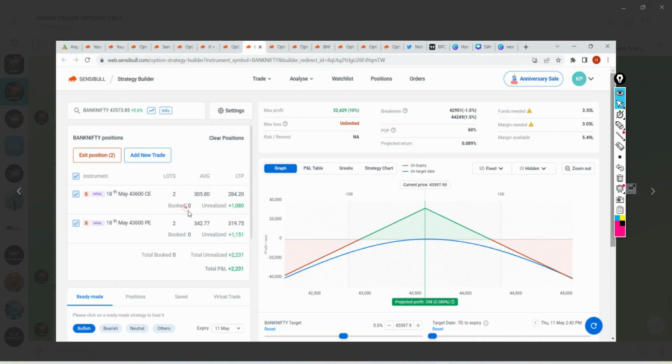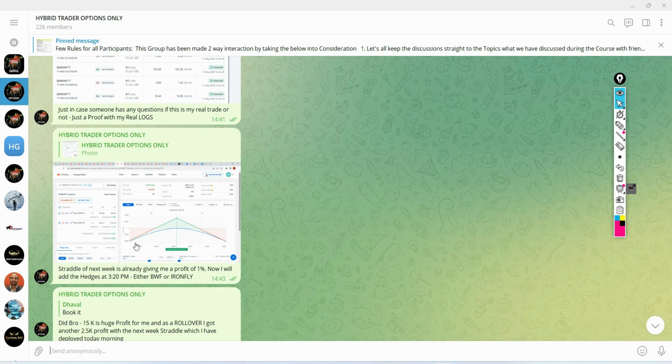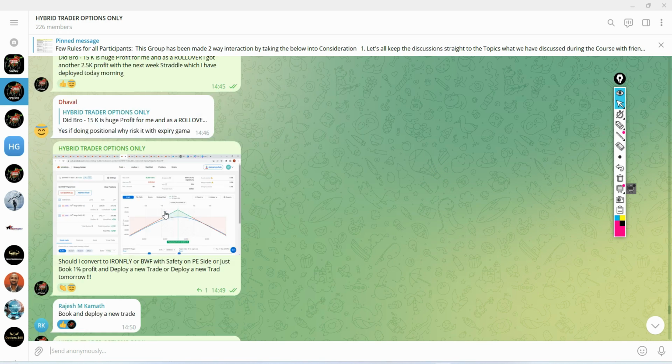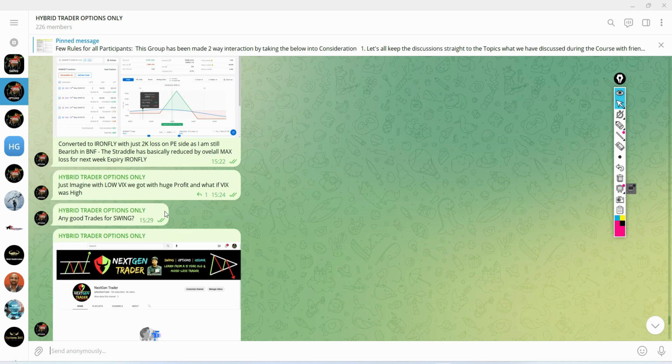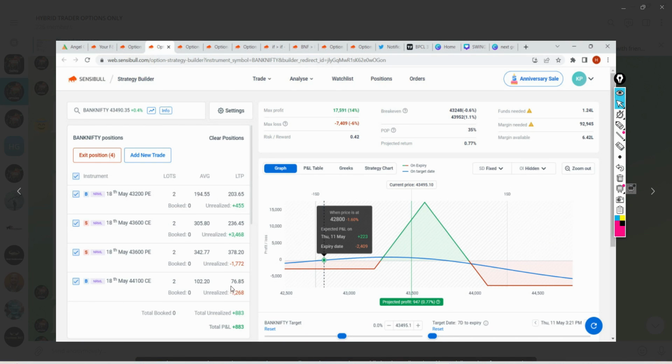I have deployed the next week straddle, right? I almost got 1% on the total capital. See, almost 1% capital on the straddle. And then I've just changed this straddle back to Ironfly. That's it. At 3:30, I bought the missing buy legs. I've added the buy legs, and still check again the same thing.